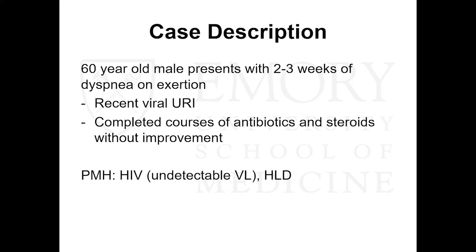So I'll open with that case that I was referencing. A few months ago on the HERS service, we had a 60-year-old male. He came in with 2 to 3 weeks of dyspnea on exertion. He'd had a recent viral URI, had gone to a couple of urgent cares over the past couple weeks, and received various courses of antibiotics and steroids. Not totally sure what he got; that's just what he told us. Past medical history included HIV with an undetectable viral load, and he was very compliant with his ART therapy, as well as hyperlipidemia, for which he was on atorvastatin.